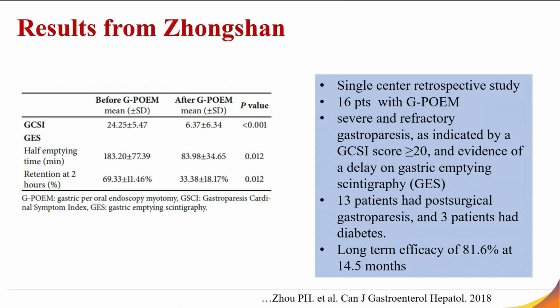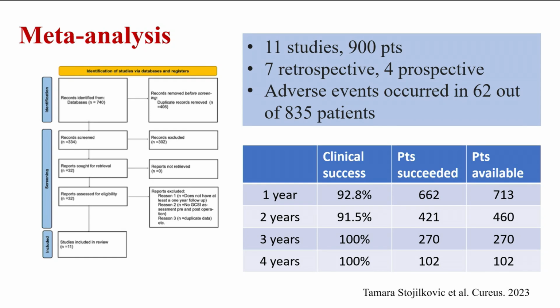So this is the data from our center, single center. 16 patients with G-POM and severe refractory symptoms as indicated by GCSI score more than 20. 13 patients had post-surgical gastroparesis, and 3 patients had diabetes. Long-term efficacy was about 80%.